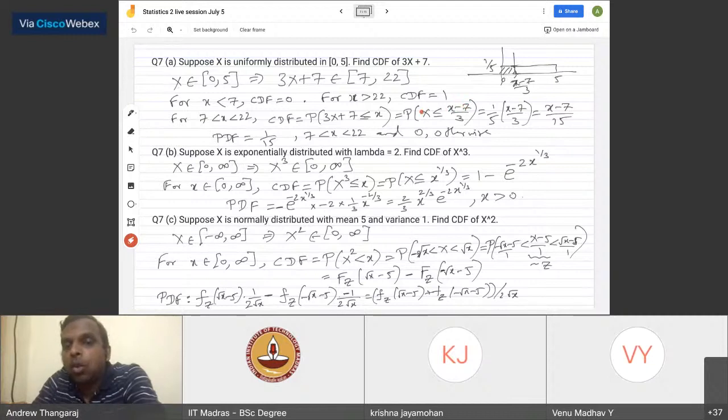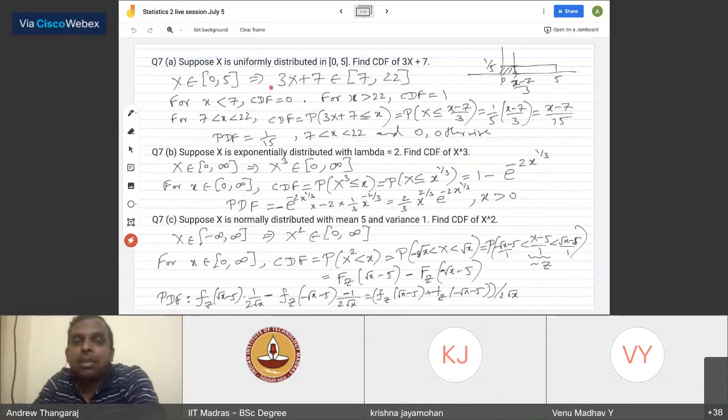So now all I need to do is find the probability that capital X is less than or equal to (x minus 7) by 3. Now I go to my simple PDF, which is uniform, and look at (x minus 7) by 3. What's the probability that X is less than (x minus 7) by 3? It's just 1 by 5 times (x minus 7) by 3. So it's (x minus 7) by 15. That's the CDF. (x minus 7) by 15 is the answer.